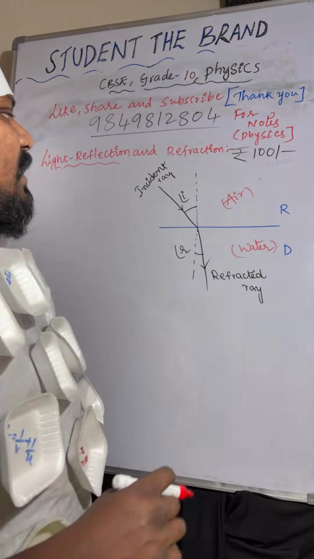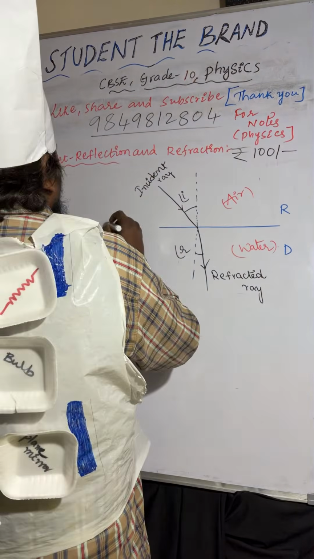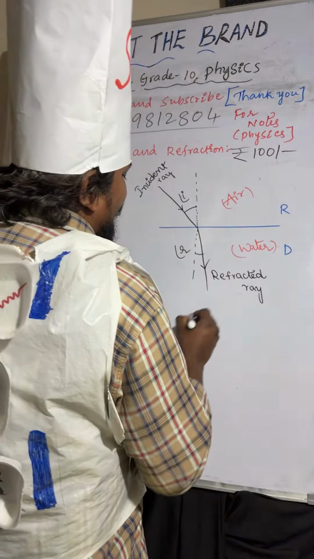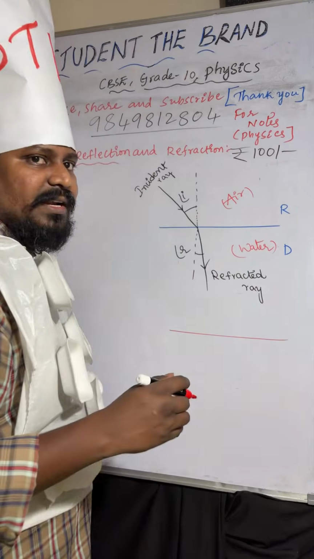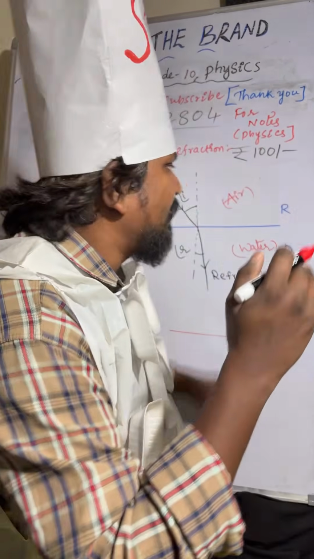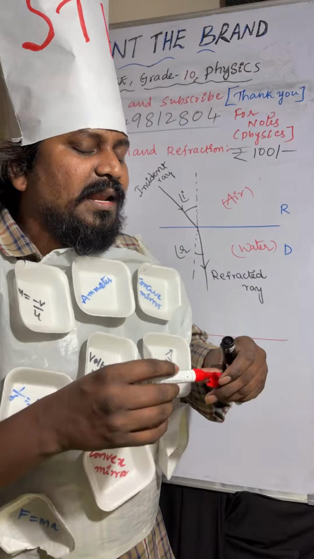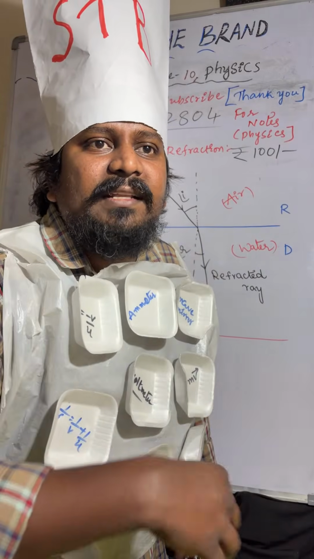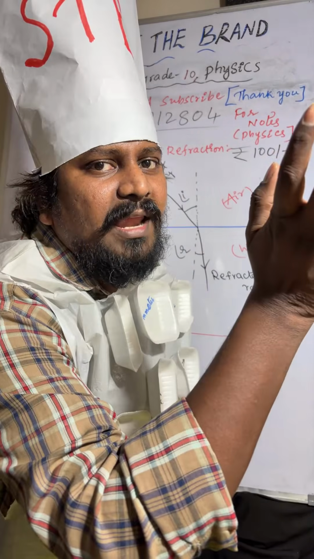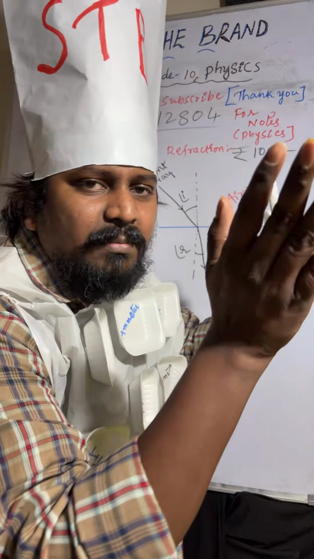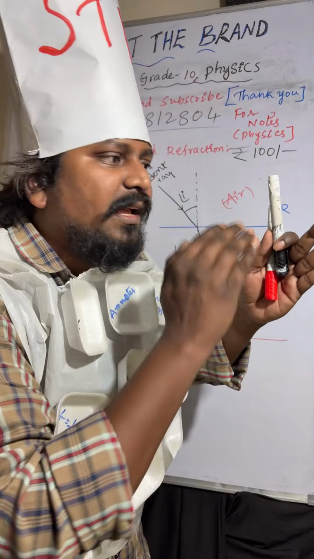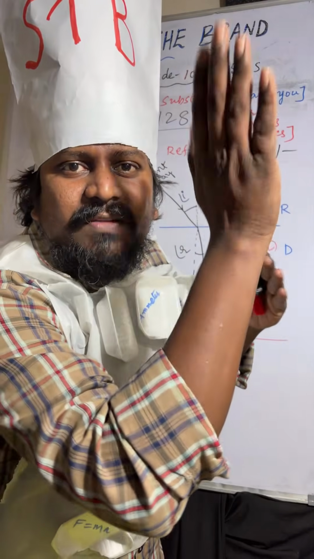Here is one more point. If the light ray is passing from rarer to denser, it bends towards the normal line. If the light ray is passing from denser to rarer, it moves away from the normal line.